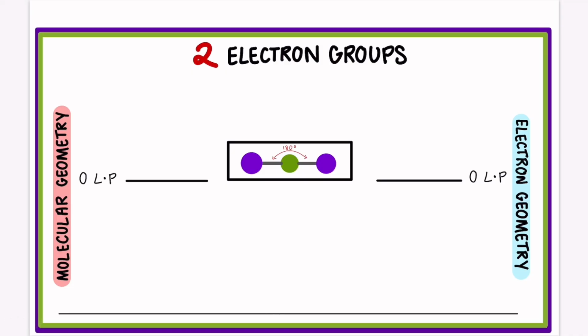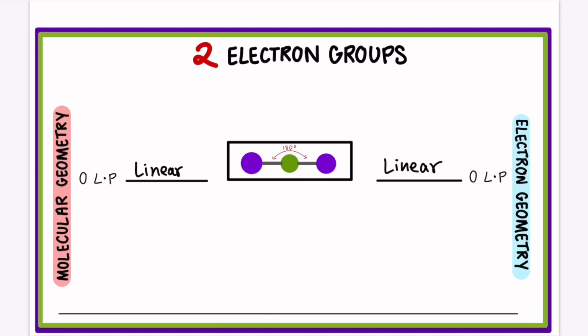For a molecule with two electron groups around the central atom, the electron geometry is called linear, like a straight line. The molecular geometry with zero lone pairs is also called linear, with a corresponding bond angle of 180 degrees, just like you learned in math class. Or maybe you didn't pay attention.